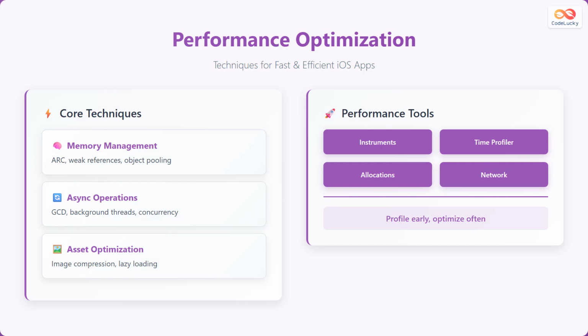Apple provides powerful performance tools, including Instruments for comprehensive profiling, Time Profiler for identifying performance bottlenecks, Allocations for memory usage analysis, and network tools for monitoring network requests. Remember to profile early and optimize often throughout your development process.